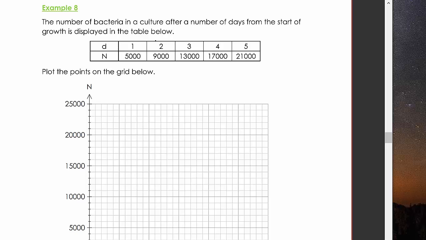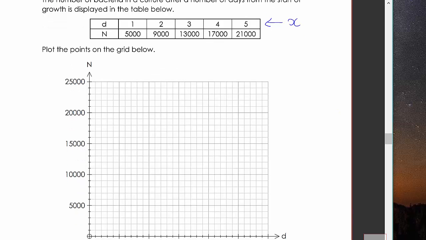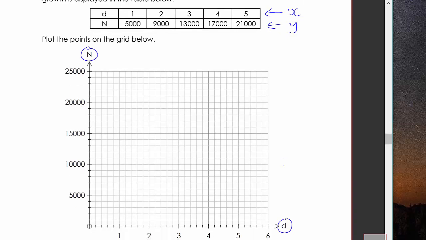The number of bacteria in a culture after a number of days from the start of growth is displayed in the table below. So we've got D, that's the number of days, and N, the number of bacteria. And just note here that the D is in the top row, so those will be our X values. And you can see that this axis is now a D axis for days. And the N is where the Y-axis is, that's the vertical axis, and you can see that this is the N axis.